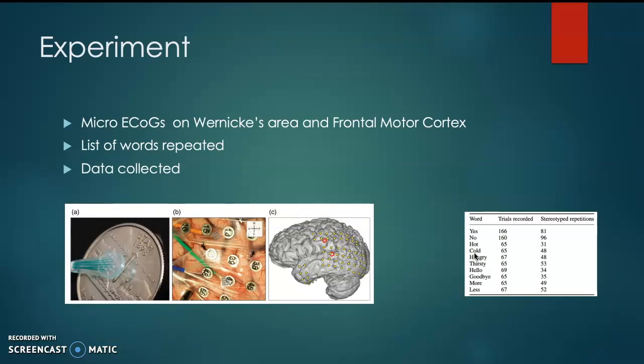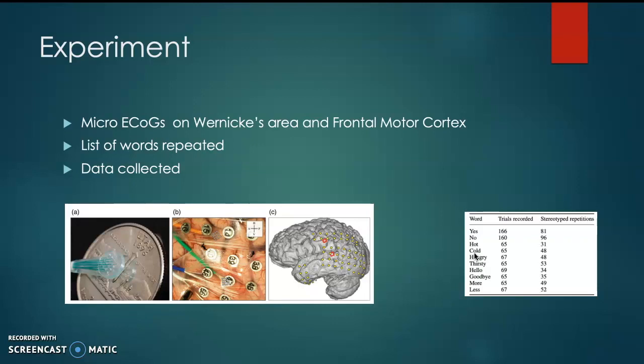So experiment, the user has electrodes hooked up to Wernicke's area and the frontal motor cortex. These places were chosen because they are responsible for the comprehension of speech, language development, speech itself, and nonverbal communication. Once the user was hooked up, they would start with one of the words on the list that they would repeat. The word would produce a unique signal associated with that word, which would then be put into a database to later decode the word. This process would repeat for all 10 words in order to build up the database.